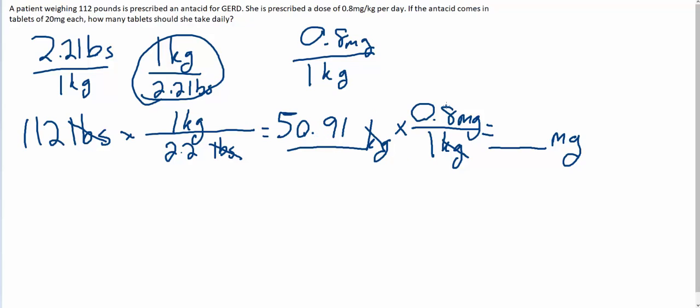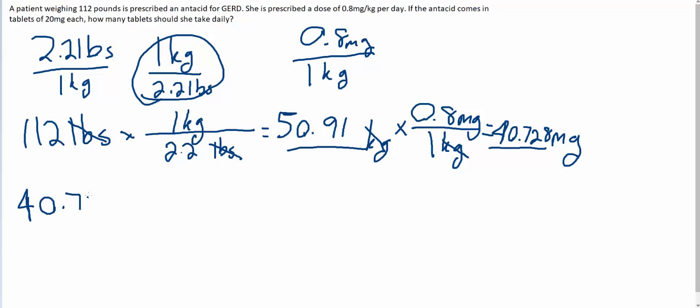50.91 times 0.8 on the top divided by 1 on the bottom. That gives us 40.728 milligrams. Now we know how many milligrams this patient needs to take per day, which is great. But the problem asks for one more thing.